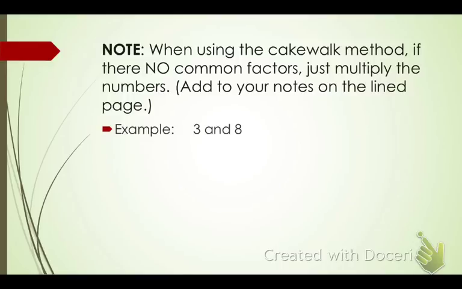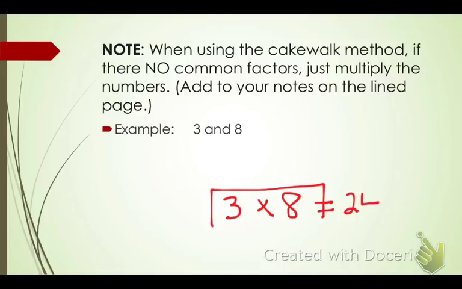Alright, a special note that you'll need to just add to your spiral notebook on the lined paper. If you are using the cake method and there are no numbers that you can divide into them, so they have no common factors, you just multiply them. So in this case, we have 3 and 8, and 3 doesn't go into 8, 3 is prime, it doesn't work, and so all we do is multiply them. And so the least common multiple is 24.